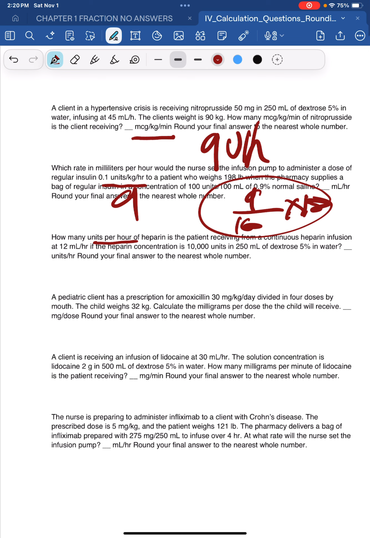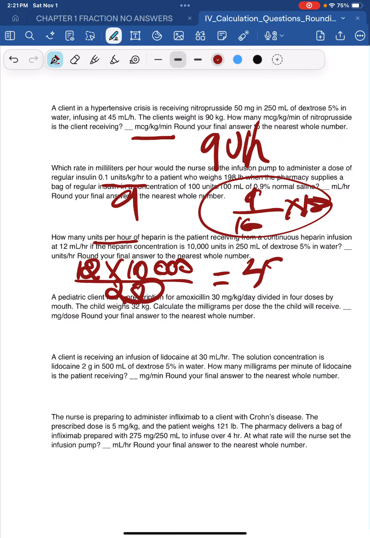Your order and your available have to share the same unit. And I've already shared with you that your milliliter per hour is never going to be substituted for your order. It's always going to be your dosage. So unit per hour, we are looking for your order. Your order equals dosage, 12 multiplied by available, which is 10,000, divided by quantity, which is 250. All right, so let's go down there. 12 times 10,000 divided by 250. So now we have 480 unit per hour. Let's look at the next one.